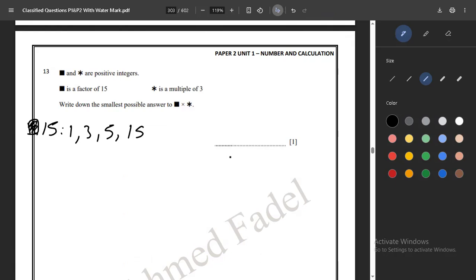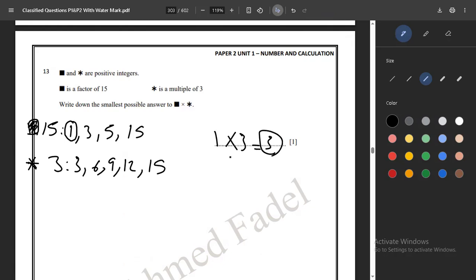And they're saying to you that the asterisk is actually a multiple of 3. So 3, 6, 9, 12, 15. These are the multiples of 3, kind of like the times table. So they're saying to write down the smallest possible answer to this and this. Well, the smallest, I'm going to take it from 1. The smallest factor of 15 is 1, times the smallest multiple of 3, which is 3 itself. So the answer, mister, is just 3.